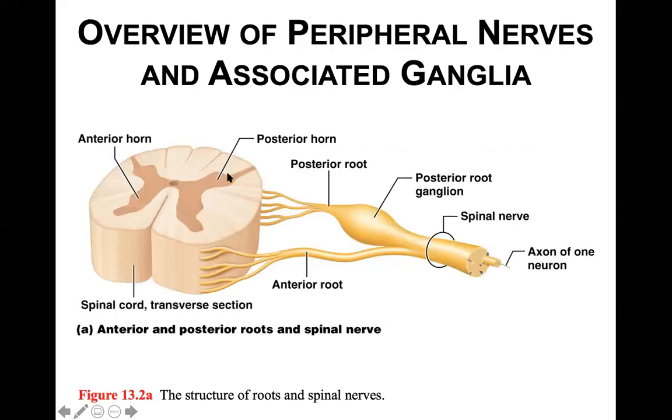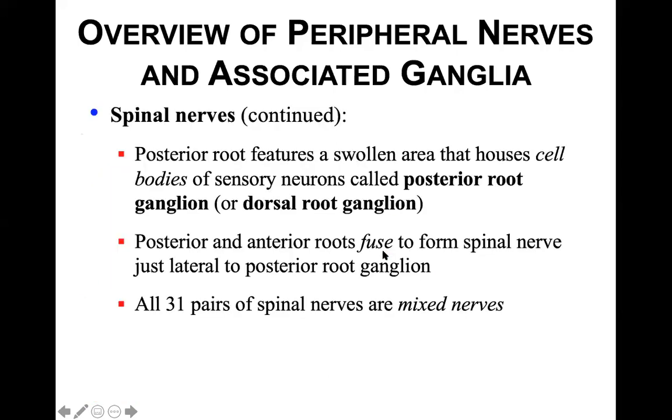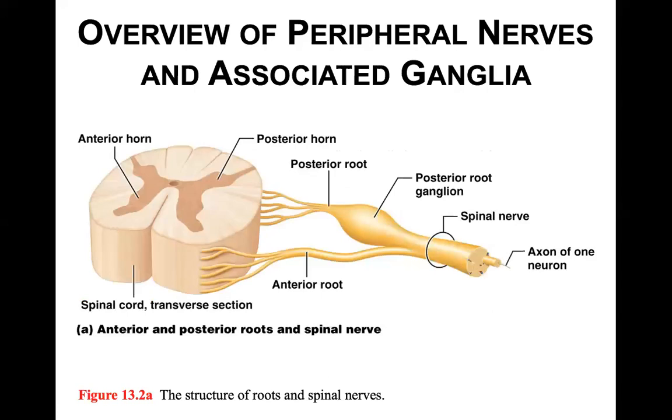And so you can see that here. We have our posterior side. Again, this is going to be the sensory side, okay? And then you have your anterior side, which is going to be the motor side. So information is going to be coming up this way, going into the posterior root up to the central nervous system. Information coming from the central nervous system down to the anterior roots, and that would be motor in function.